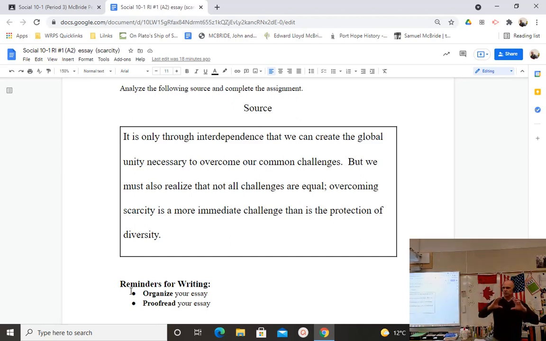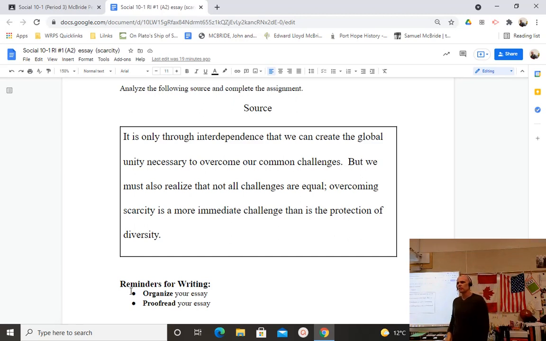So overcoming common challenges is our problem. We're going to do that through global unity, and we'll get unity by doing something else: through interdependence. So interdependence is the solution, because it's going to provide us the unity to overcome the problem. So the source offers interdependence as the solution to the problem.